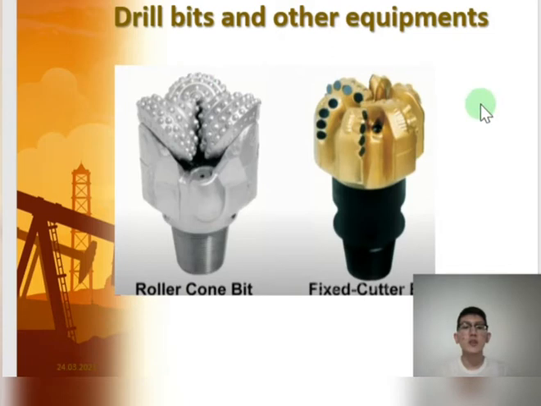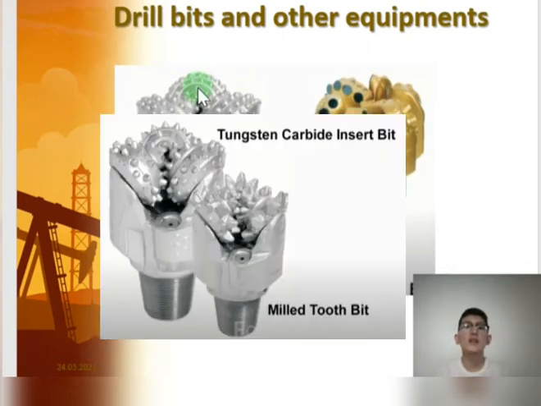We see two types of drill bits: the roller cone bit and the fixed cutter bit. The roller cone bit has cones that roll as the bit turns and crush the rock as they roll. As you see here, there are three cone bits, and they are called three cone bits. And the roller cone bit also has two types: the milled tooth bit and the tungsten carbide insert bit.